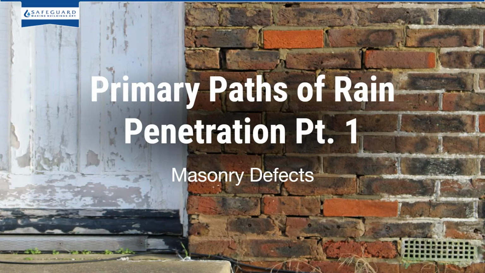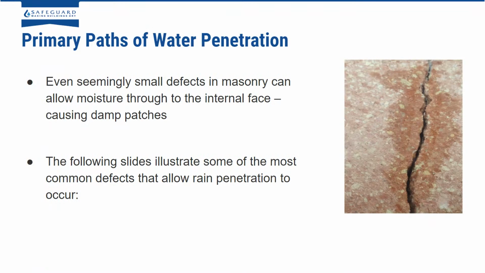So looking at those primary paths, where are these masonry defects? Even very small defects in masonry can allow moisture to pass through, especially when there is a build-up of wind pressure that can allow moisture to pass through. So the following slides will show the most common defects that allow rain to penetrate a property.